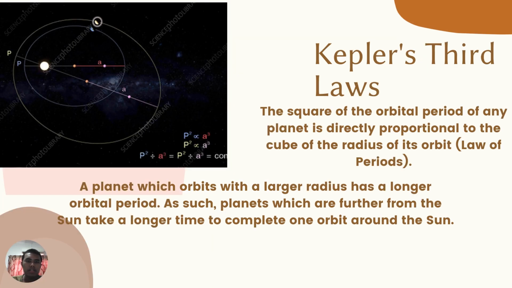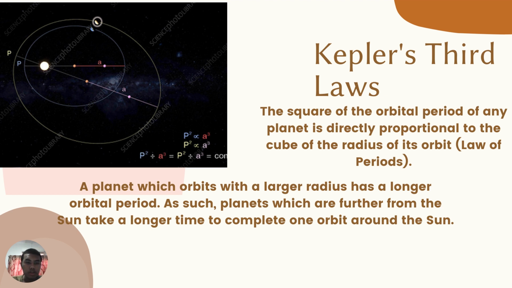The last one is Kepler's third law. Kepler's third law is the square of the orbital period of any planet is directly proportional to the cube of the radius of its orbit. We can call it the law of periods.